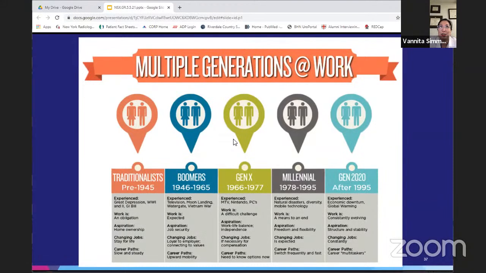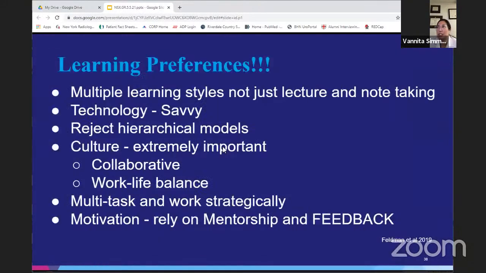And millennials, where most of our residents are a part of, may see work as a means to an end. As we all know, times have certainly changed, and the expectations have changed as well. And getting to know our learners, most of whom are from the millennial generation, they prefer multiple learning styles, synchronous and asynchronous learning. They don't just like lectures and note-taking. They are technology natives. They dislike hierarchy.